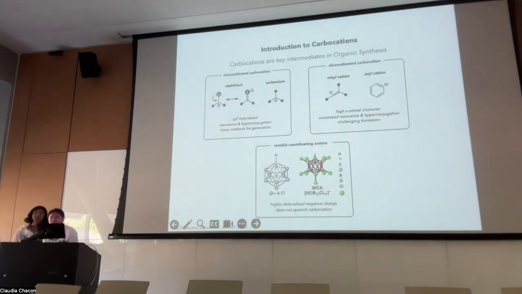So before we get started on actually what we did in the lab, I wanted to give a little bit of background about carbocations. For the past 100 years, chemists have been using carbocations to make simpler molecules into more complex molecules. And the most common type of carbocation is called a trichlorinated carbocation.